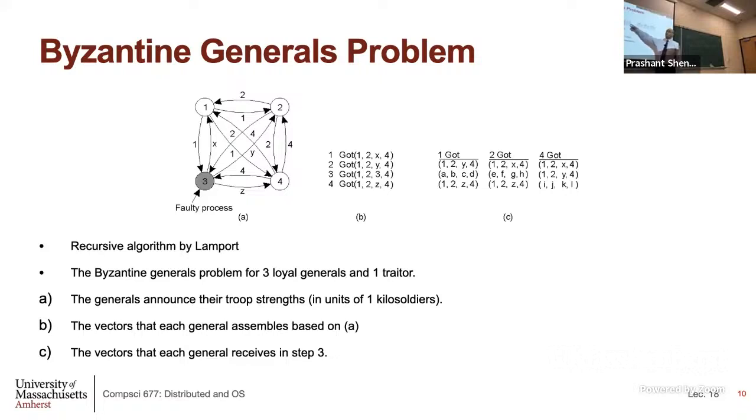So in the first round you are getting a single integer, and in the second round you are getting a vector with four values. Is this clear? So in two rounds, in this case, we were able to identify a traitor and we were able to reach agreement because other processes are reporting the right values.